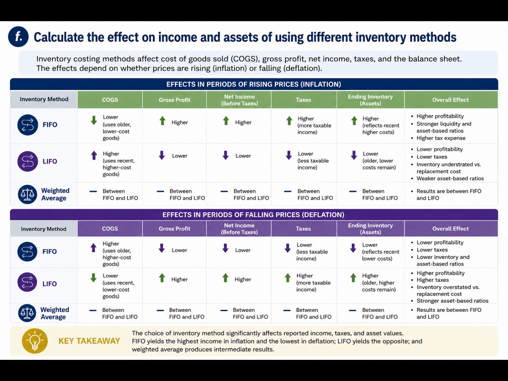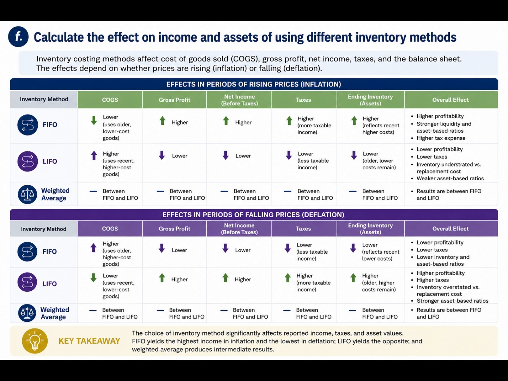LIFO produces lower income and lower ending inventory. Higher COGS reduces gross profit and net income, lowering taxes. However, inventory may be significantly understated compared to replacement cost, weakening asset-based ratios.